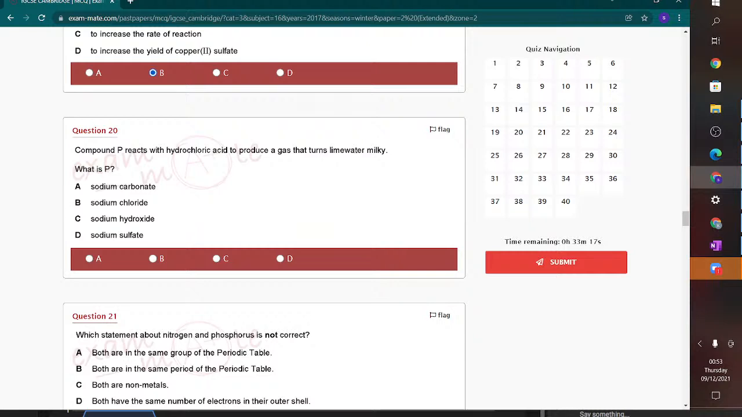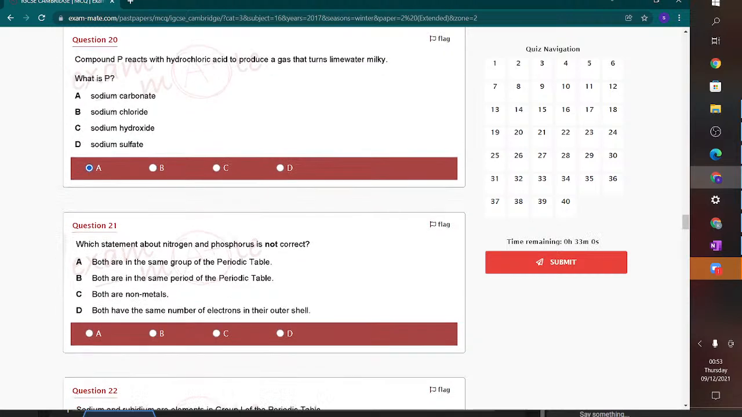Compound B reacts with hydrochloric acid to produce a gas that turns lime water milky. To produce carbon dioxide, which turns lime water milky, we need a metal carbonate. So here we have only one option, and that's A.